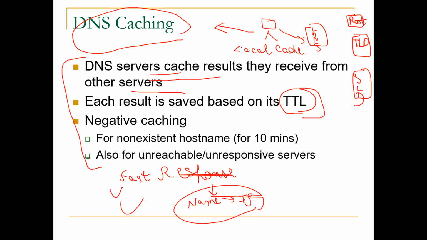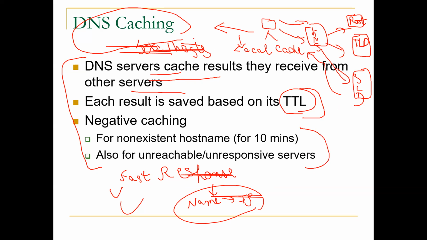Otherwise, your DNS flow will be like this. Your client will check its local cache. If it does not have it, then it will check the etc hosts file, which I told you about in a previous video. Then it will go to root, top level domain, second level domain, and so on. But if it serves from the local cache or from the LDNS cache, then your resolution will be fast. That is the advantage of DNS caching.